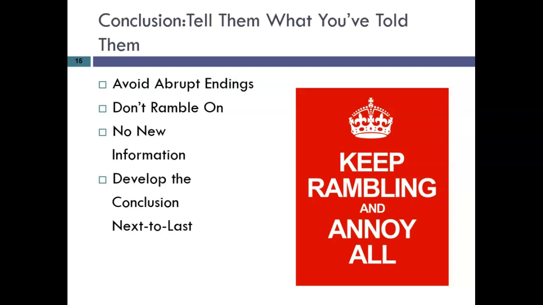Next thing is don't ramble on. I find myself doing this sometimes. I get to the conclusion and I'm just kind of like, I just want to say a few more things. I just start rambling. That's a problem. Give no new information. All of your information was in the body of the speech. And always develop your conclusion next to last.